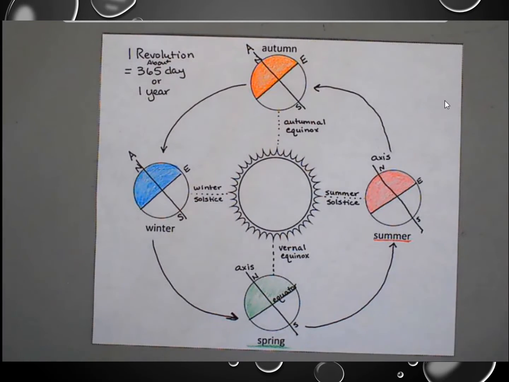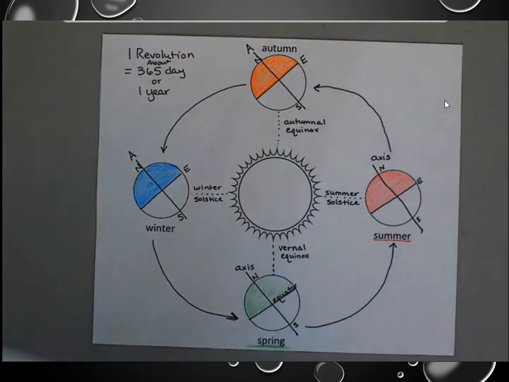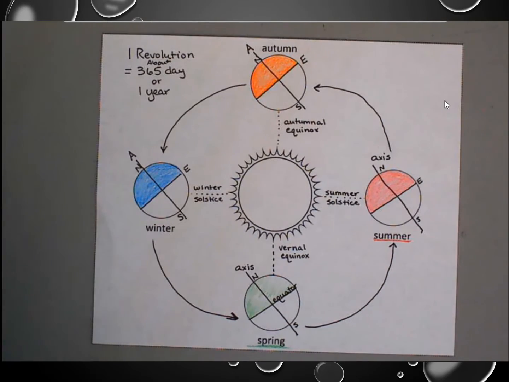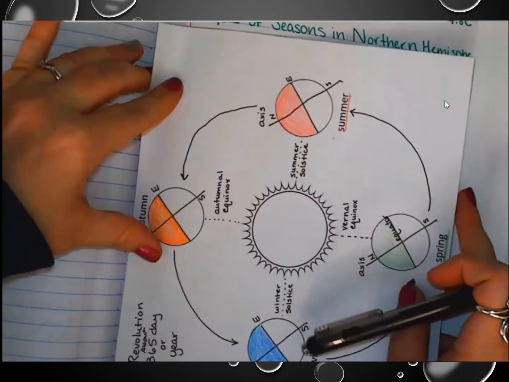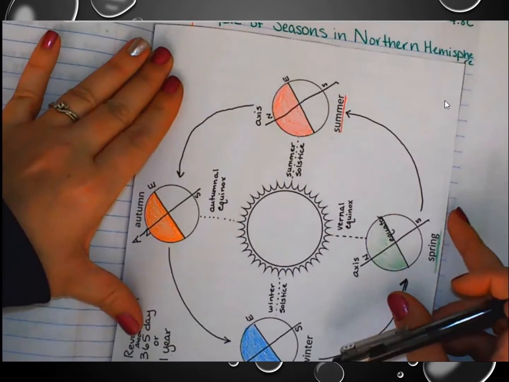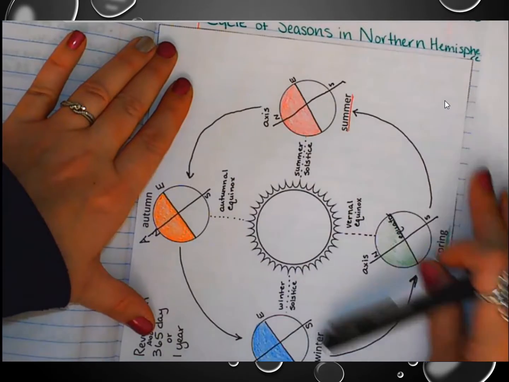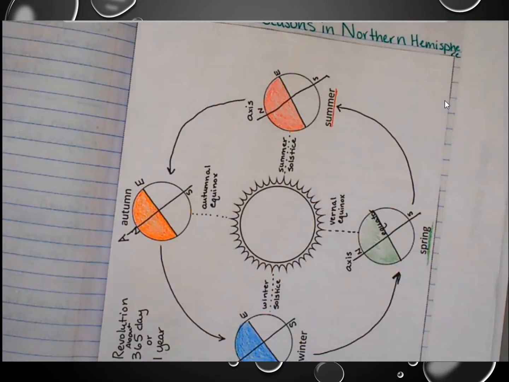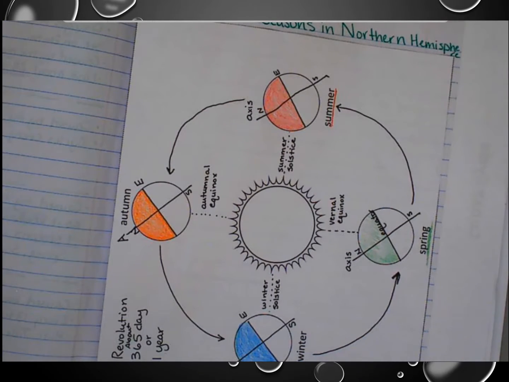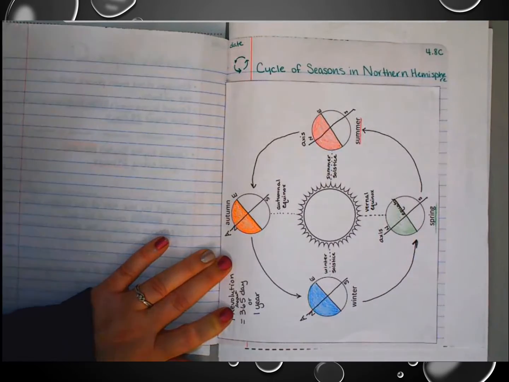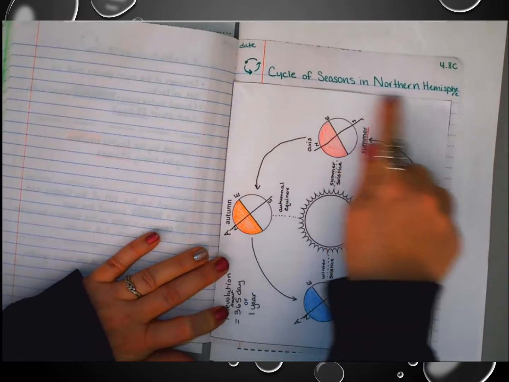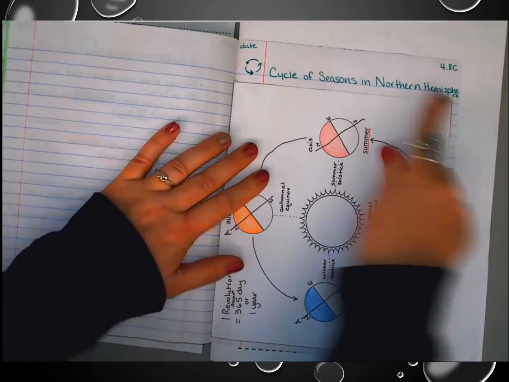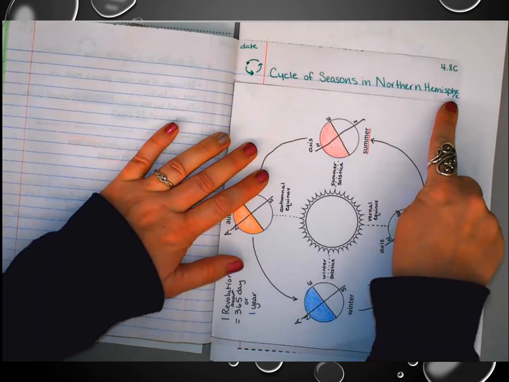Okay. So, on page in your journal, you're going to glue this in. You're going to have to glue it in sideways because it's a bigger picture. Okay, you'll trim it out if you hadn't already. And you'll glue it in like this. Your title is Cycle of Seasons in the Northern Hemisphere, and you might need to scoot it over or write small because I ran out of room.